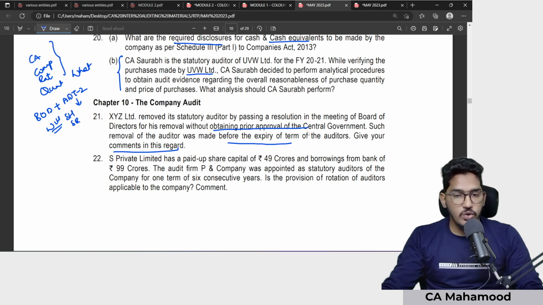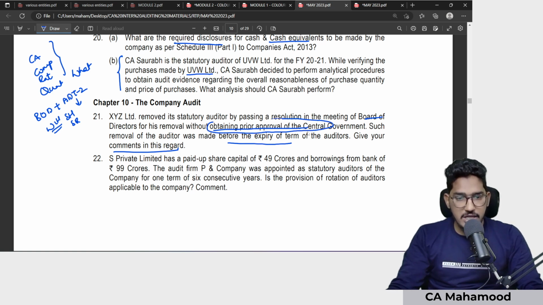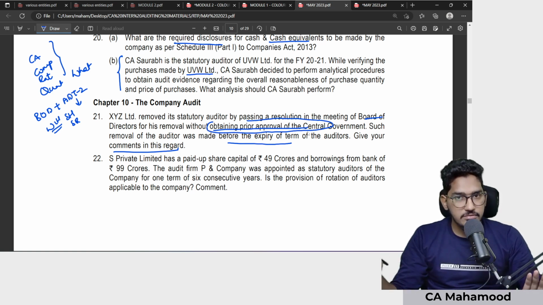And in the given question they told only board of directors resolution is there. Central government approval is not there. So that's why this removal will be invalid. Clear? Next one.